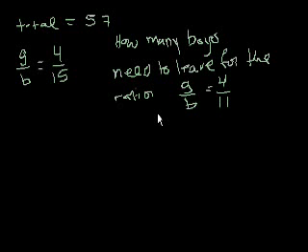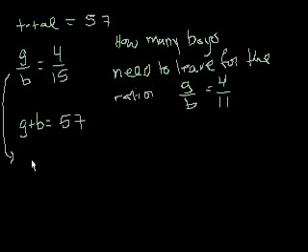So a good place to start is just to figure out how many girls and how many boys there are in this classroom. And we already learned how to do that in the introduction to ratio problems. We know that the girls plus the boys is equal to 57, because there are 57 total kids in the room. And we also know, multiplying both sides by b, that the girls are equal to 4 over 15 times the boys. And then we can just substitute that back into this equation.